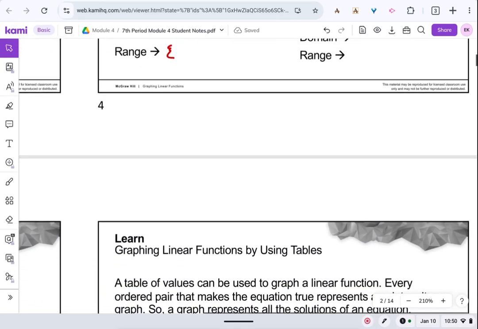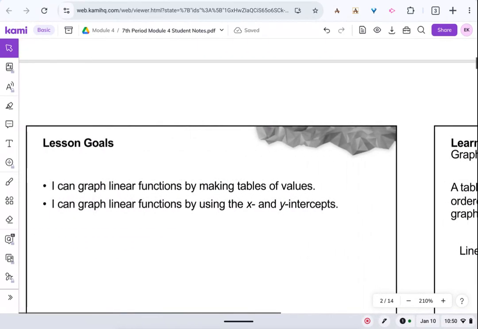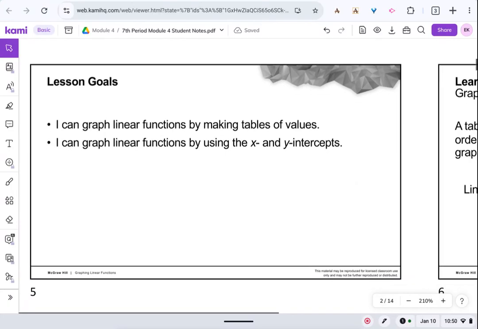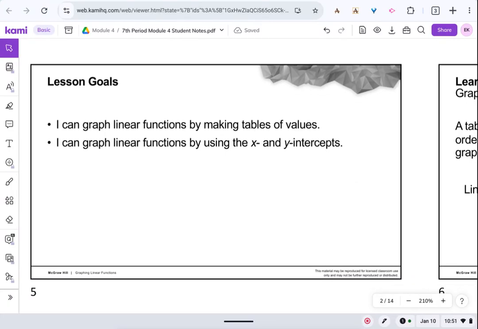All right, so our goals for this section, and we're just going to do the first learning target today, which is graphing linear functions by making tables. Okay, the next day, our next class period, we'll talk about x and y intercepts.